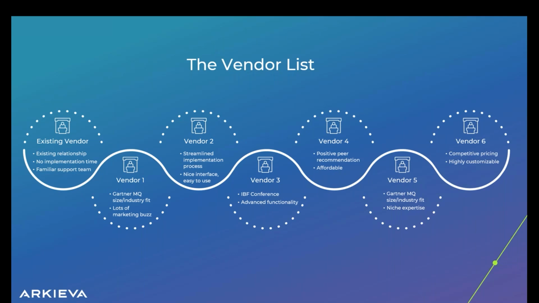Now, I'm not saying this is the exact criteria you would have. My point is that you should make a list of 5 to 7 companies, and you should be very clear and document why you put them on this list. What was the thing that intrigued you to begin with?